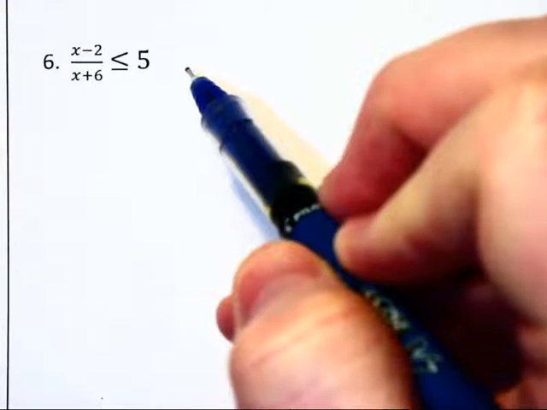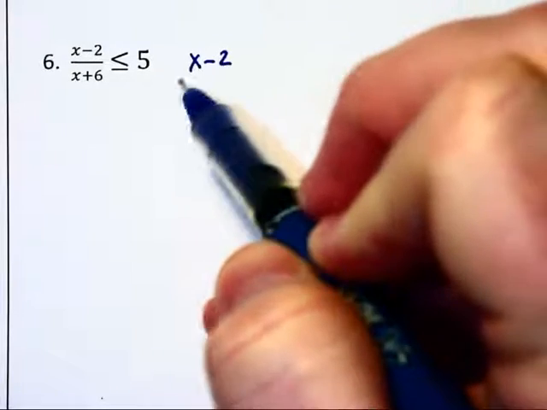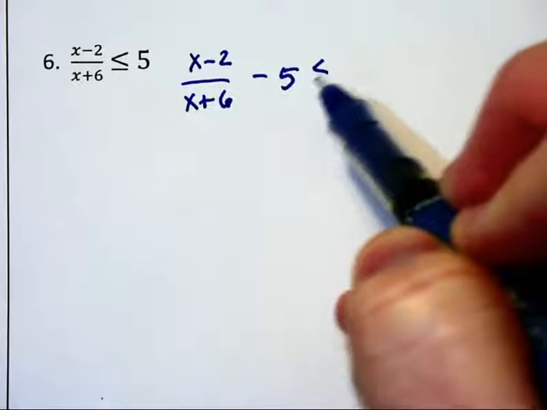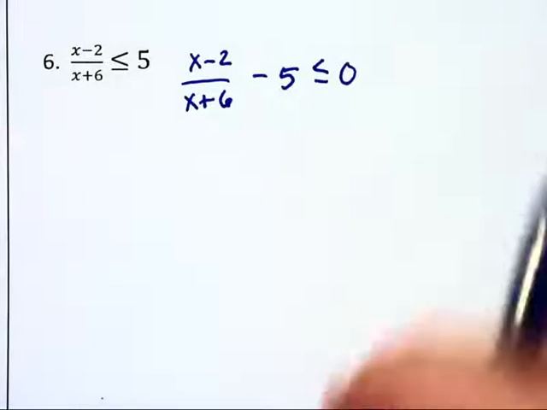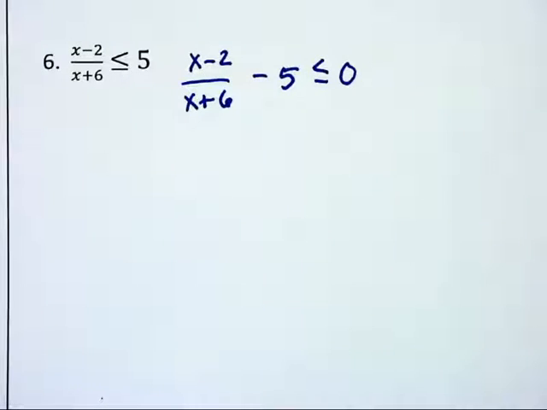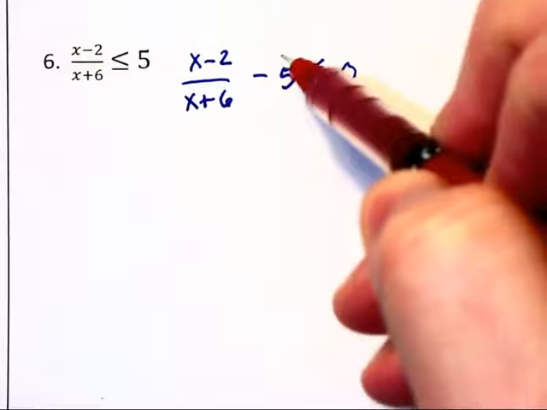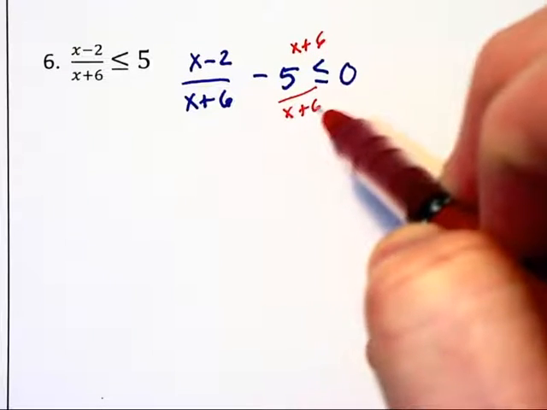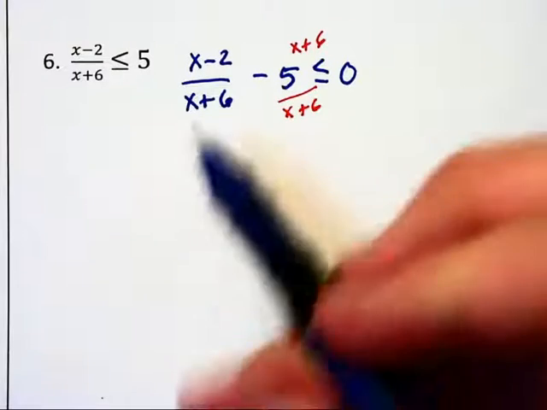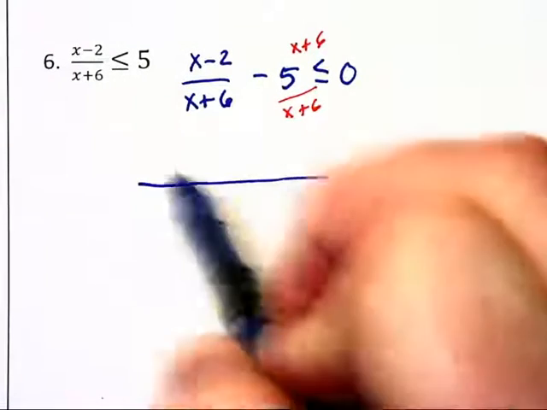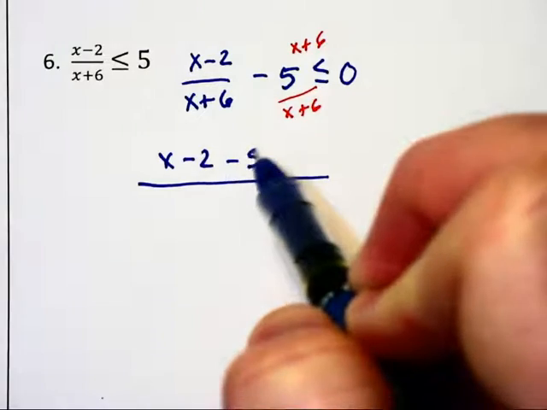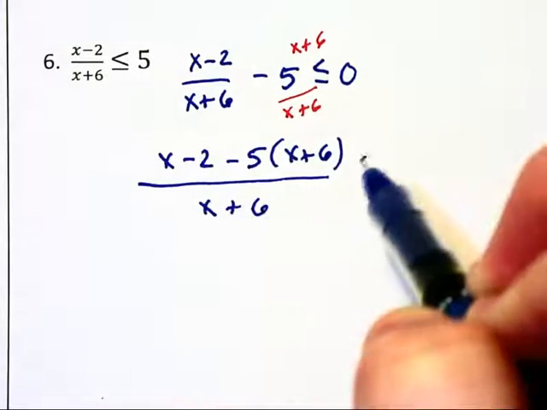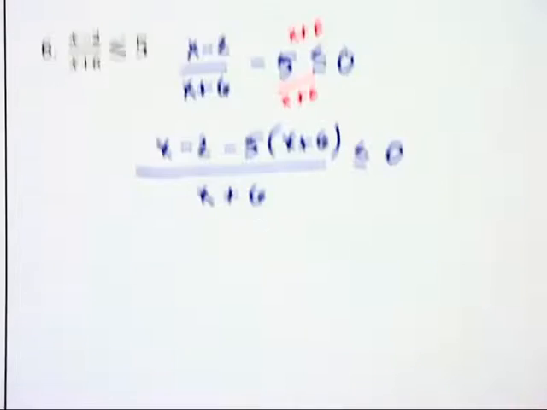In this final problem, we do not have a 0 on the right hand side of the equation, and so what we need to do is subtract 5 on each side, and this will make this -5 less than or equal to 0. We then need to put them over a common denominator in order to add the fractions, and that means we need to multiply by x plus 6 over x plus 6. What we're going to have now is x minus 2 minus 5 times x plus 6 all over x plus 6 is less than or equal to 0.